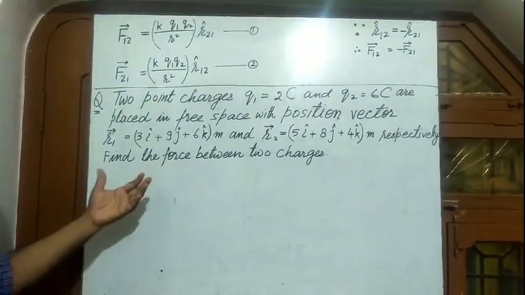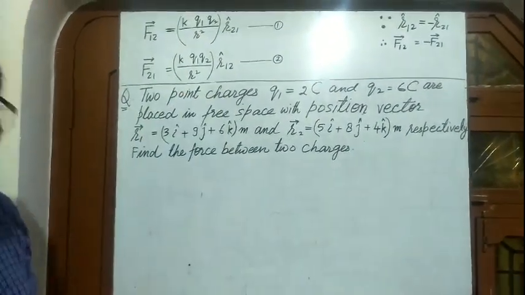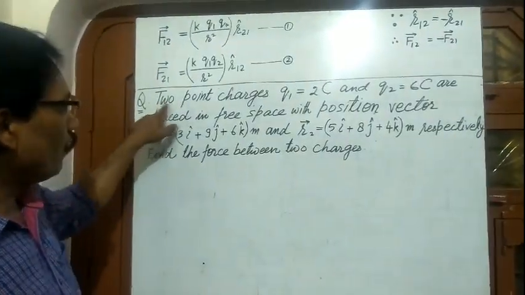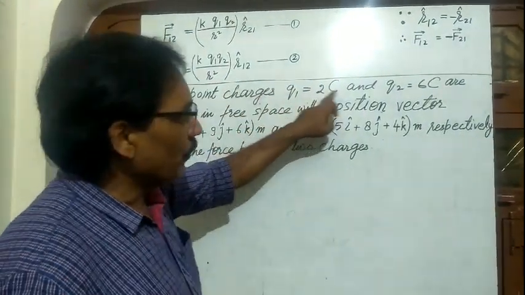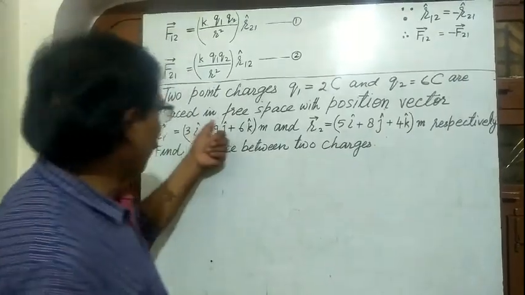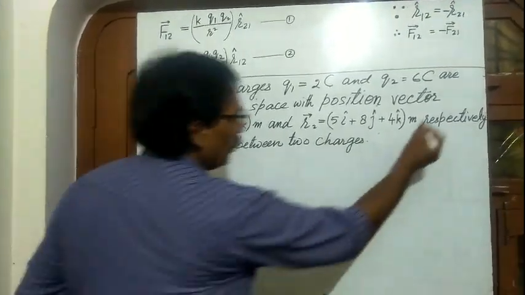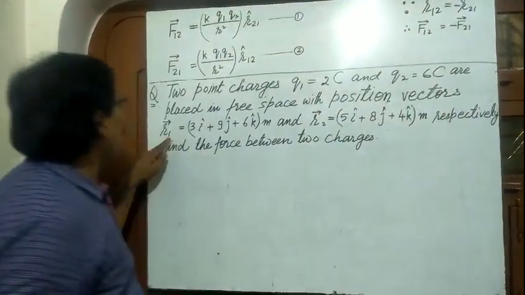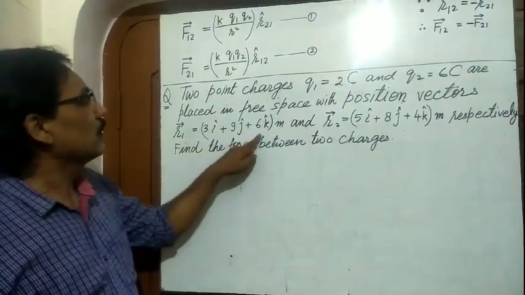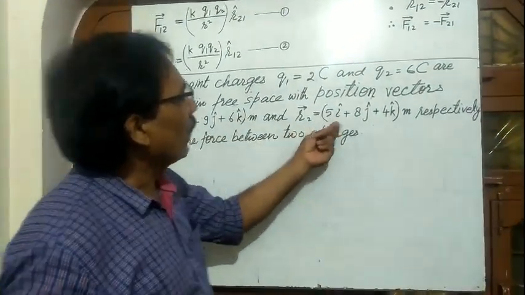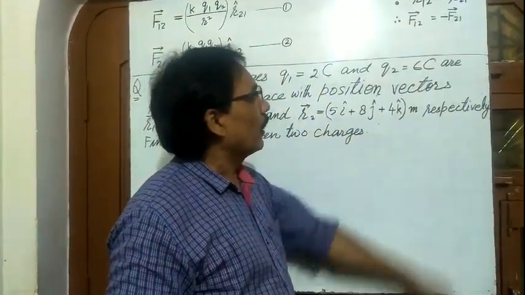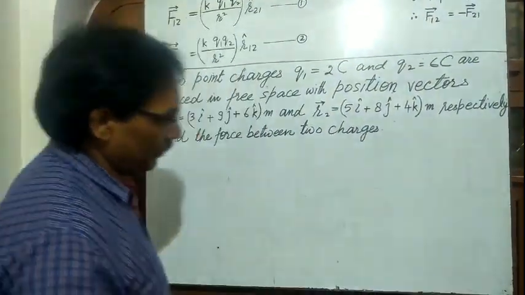Now we will do a numerical based on this Coulomb's law in vector form. Two point charges, Q1 is equal to 2 Coulomb and Q2 is equal to 6 Coulomb, are placed in free space with position vectors R1 equal to this meter and R2 is equal to 5 i cap plus 8 j cap plus 4 k cap meter respectively.